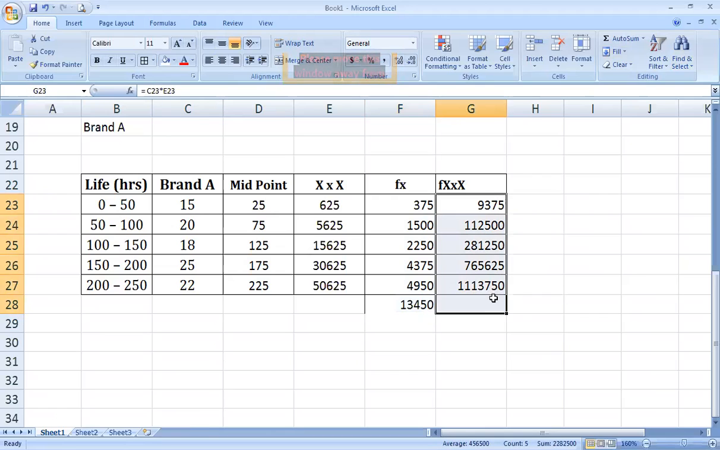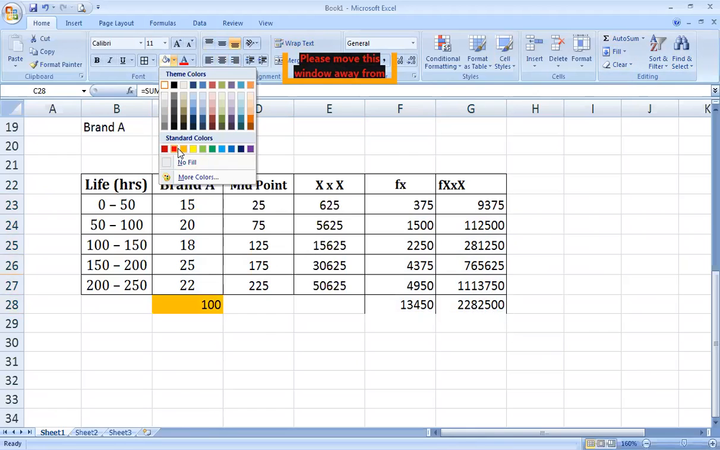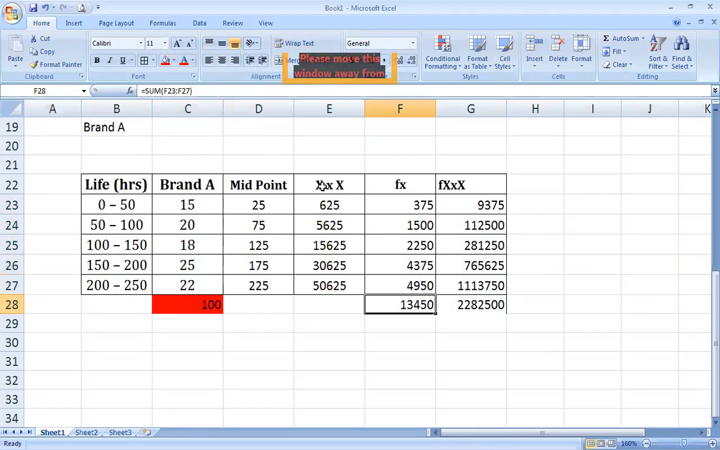13,450. Then I need to add sigma fx square, that is 9,375 plus 1,12,500. Let me give auto sum. We will get 22,82,500. So this is sigma fx square. And what is our sigma f? That is already mentioned in our question, that is 100. Is there any doubt? You can find sigma f and sigma fx square, right?